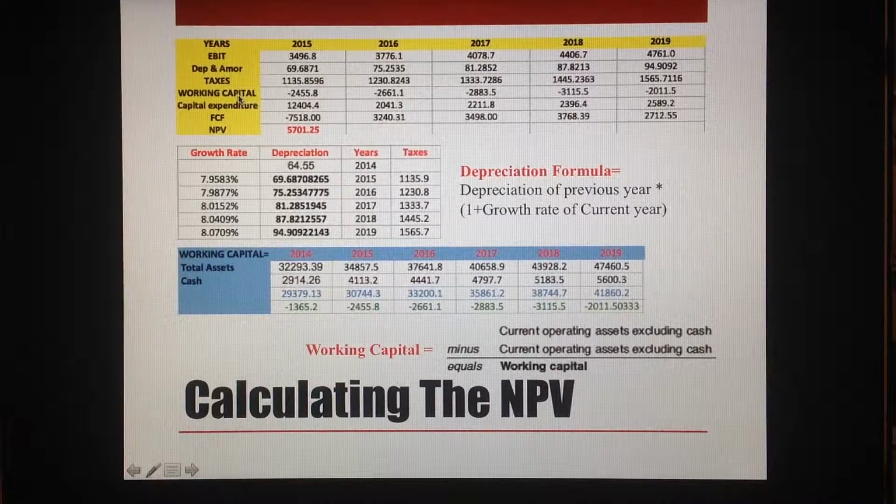Then I calculated the working capital by subtracting the cash from the total assets for each year. Then I subtract the total of 2014, for example. I subtract the total of 2015 from 2014, and the total of 2016 from 2015, and so on.